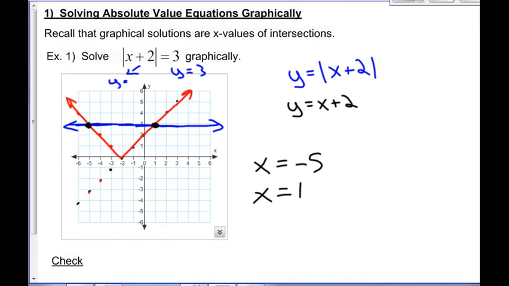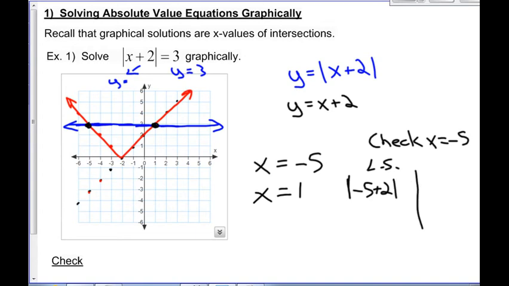Now, if we're not sure, we can sub that into the original equation. Check x equals -5. Let's see. On the left side, we'd have the absolute value of -5 plus 2. And we're wondering, is that equal to 3? Well, that would be the absolute value of -3. Yes, this works. If I put in 1, well, clearly 1 plus 2 is 3. Absolute value of 3 is 3. Yes, that works as well.